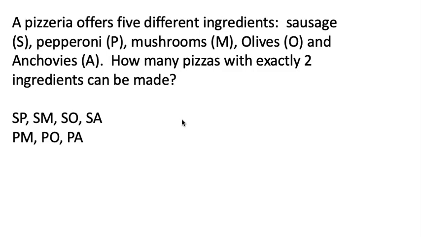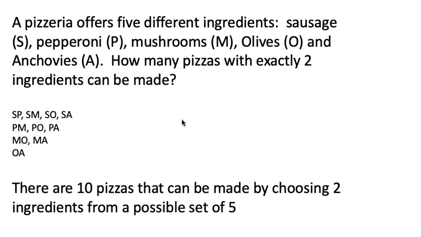Now we're looking at mushrooms, mushrooms and olives, mushrooms and anchovies. We've used mushrooms now on 4 different pizzas, and finally olives and anchovies. So we have been able to make 4, 5, 6, 7, 8, 9, 10 different pizzas with exactly 2 ingredients. Order in which we choose them does not matter. So there's our conclusion. 10 pizzas can be made by choosing 2 ingredients from a possible set of 5.